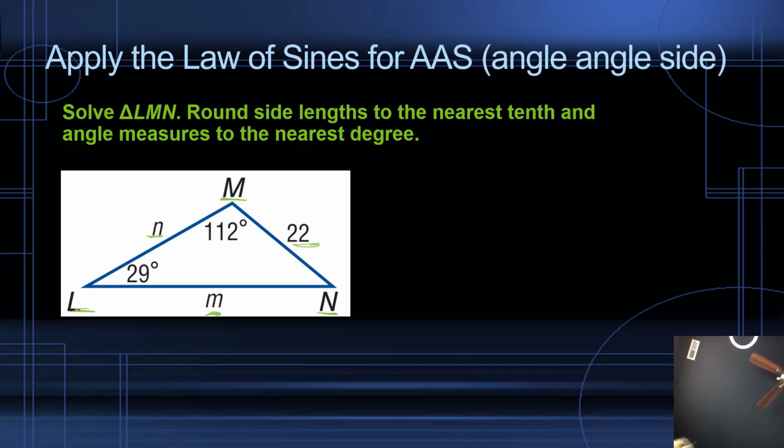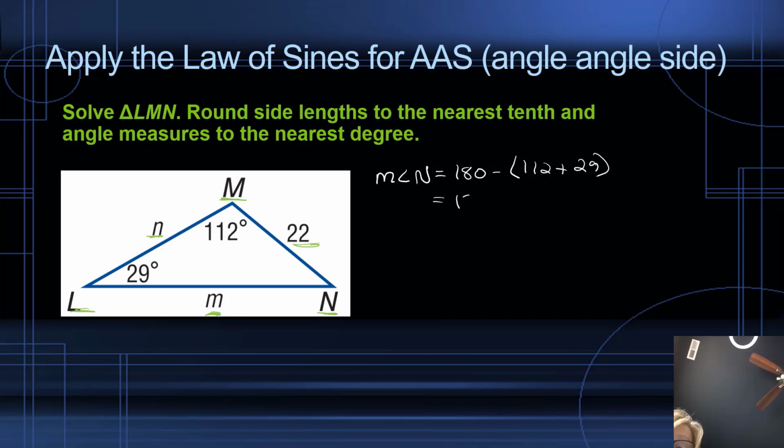And hopefully you remember from last year the triangle sum theorem, where all of the interior angles of a triangle add up to 180 degrees. So I'm going to start with that first. We need to find the measure of angle N because we know the other two. Well, that's just 180 degrees minus the sum of the two angles that we do know, which are 112 and 29.